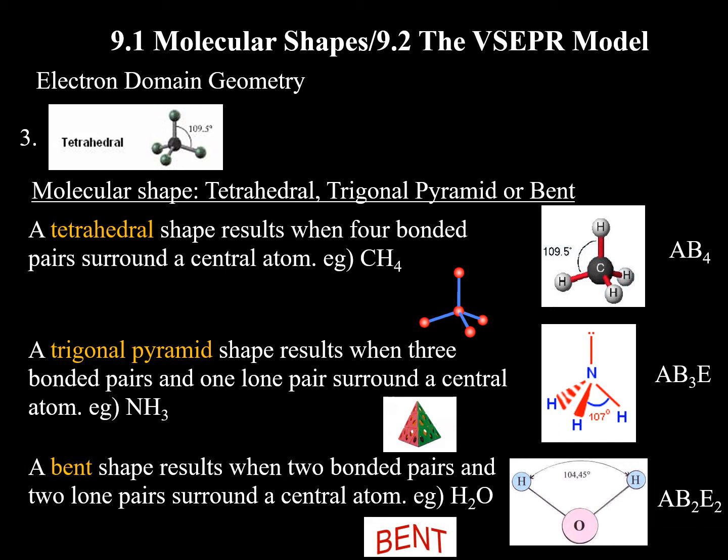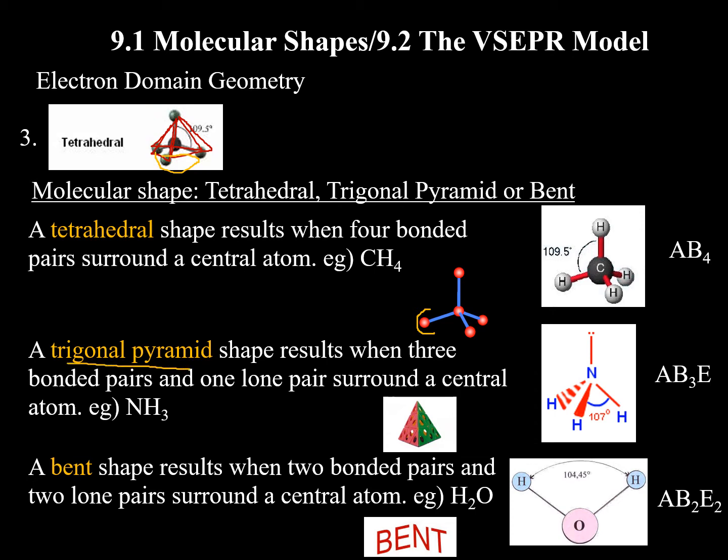There's a side on the left. There's a side facing us. There's a side in the back. And then there's another side, a fourth side underneath. So that's a tetrahedral shape. If there are four groups attached, in the example of CH4, if there's four groups attached and there are no lone pairs, we call that a tetrahedral, and the angle is 109.5.